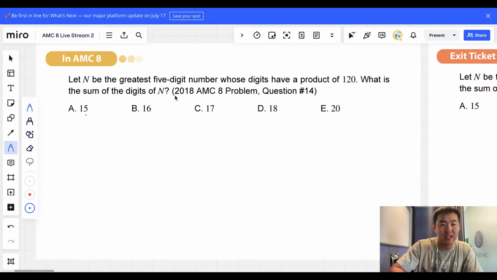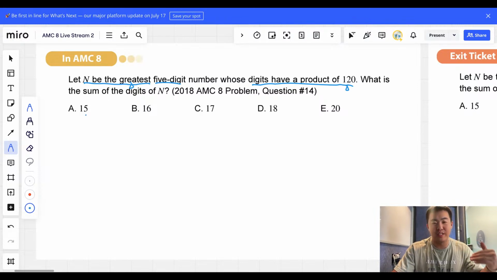Let n be the greatest 5-digit number. So now let's highlight the keywords. I will say n is the greatest 5-digit number whose digits have a product of 120. Then the question is, what is the sum of the digits of n?